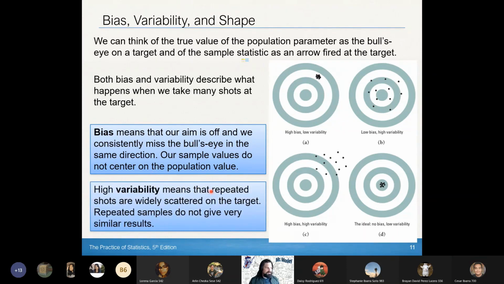High variability means that repeated shots are widely scattered on the target. Repeated samples do not give very similar results, right? Which is another problem, right? If it's just too varied, it's possible that you're not getting very trustworthy results. There's just too much of a spread. We like things to be close to the value we're looking at. It helps give us confidence in our results.